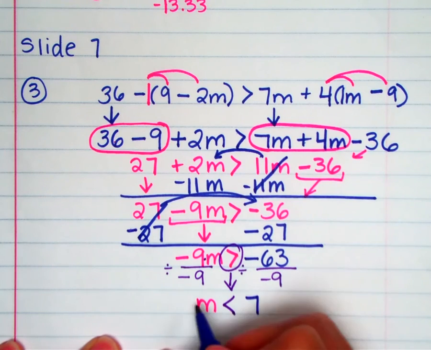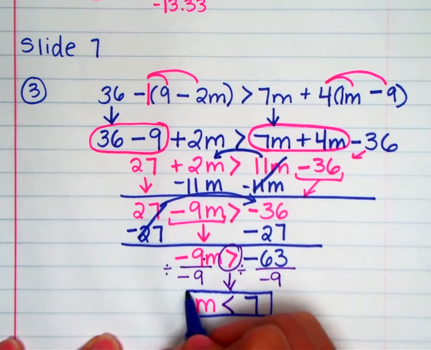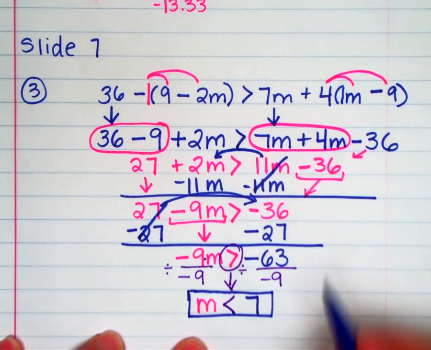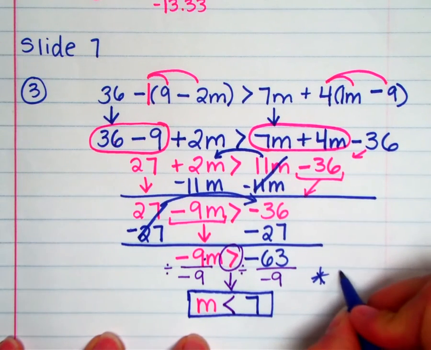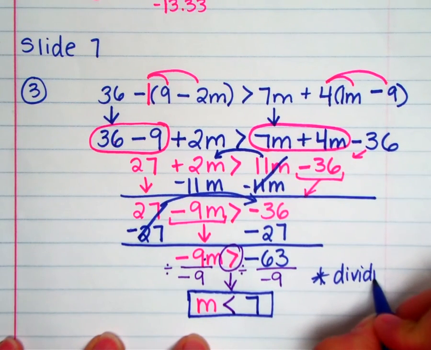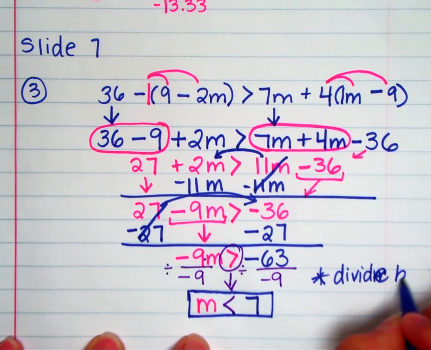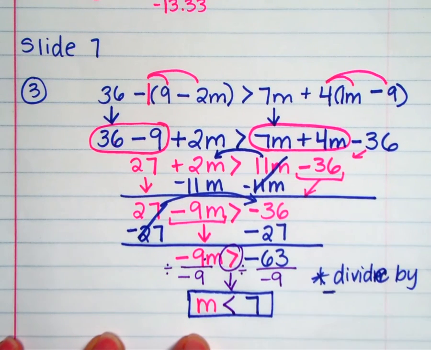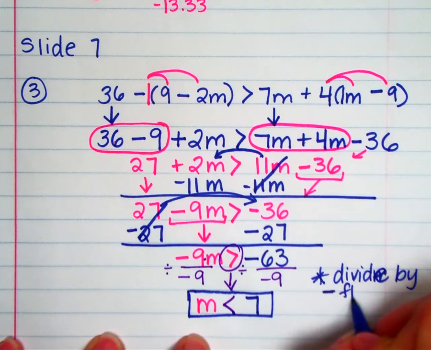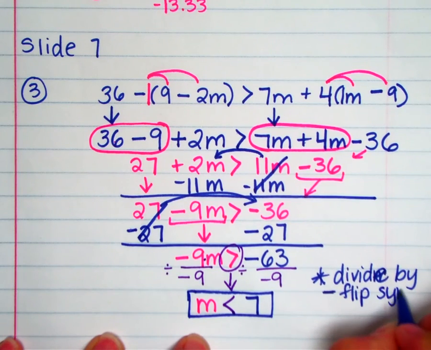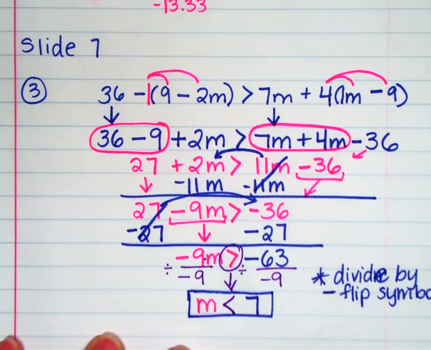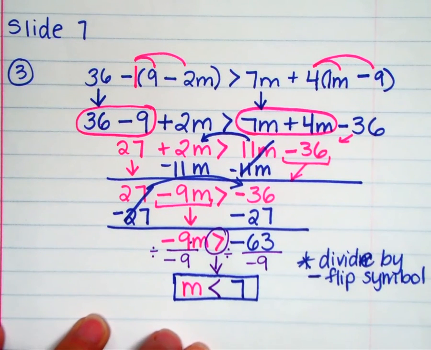So I know I did this problem right if in the end I flip my symbol, because you divide by a negative. When you divide by a negative, you flip your symbol. Your symbol must flip if you divide by a negative. Okay?